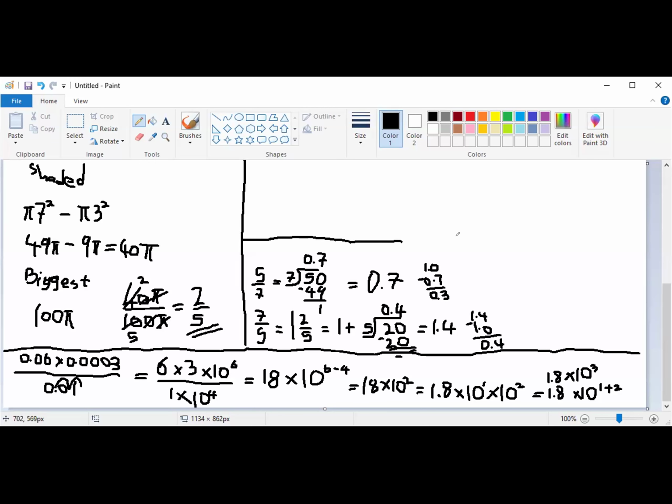Can you see my screen? Yes. Okay, good. All right, so here we go.